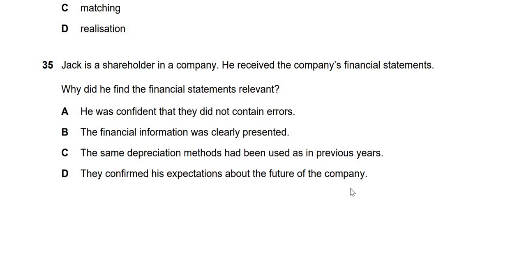So look, Jack is a shareholder right now. So shareholders want their investment in the company to be secure and profitable. So Jack found the financial statement relevant as they confirmed his expectations about the future of the company. So guys, we are finished with this past paper. There are no more questions.